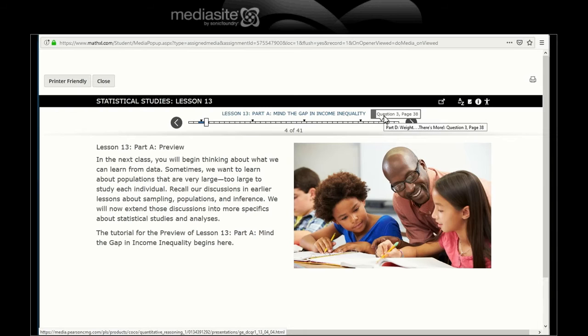So in 13A, next class you would begin thinking about what we can learn from data. Sometimes we want to learn about populations that are very large, too large to study each individual, therefore we need a sample. Recall discussions in earlier lessons about sampling, populations, and inference. We will now extend these discussions to be more specific about statistical studies and analysis. The tutorial for Lesson 13 Part A begins here.